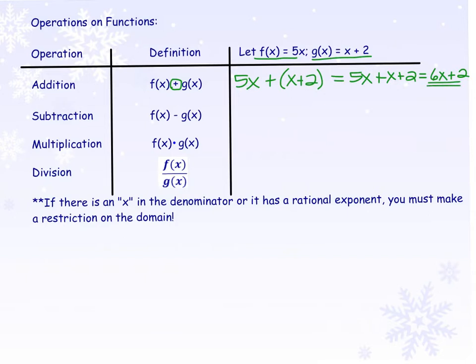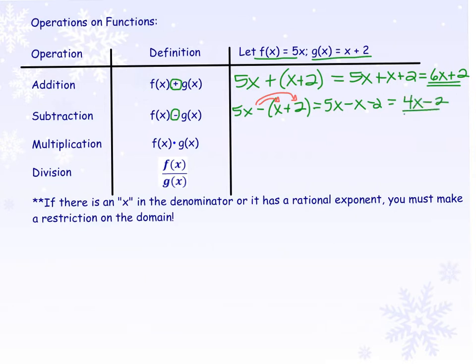Subtraction, well, subtraction's always particular for us. When you subtract, it's going to be significant to have the parenthesis in that second function. If we take f of x minus g of x, it's important to note that you have to distribute the negative into both parts. You're subtracting the x and the 2. That gives us 5x, that's an equal right there, minus x minus 2. And if we combine like terms now, we end up with 4x minus 2.